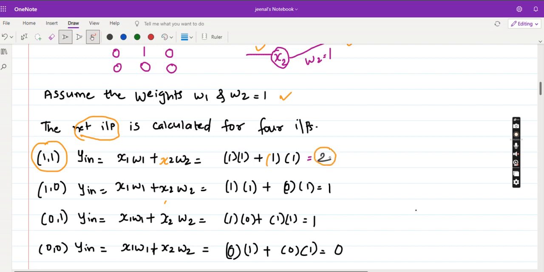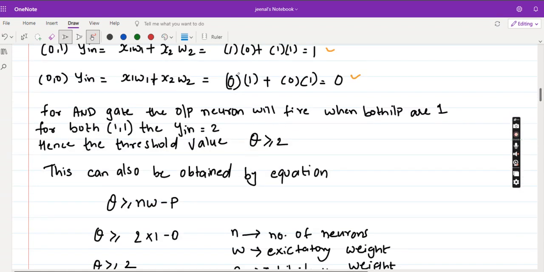So when you get input value 2 to y, only then it should fire, not otherwise, because all the other values are less than 2. So where will I set my threshold theta? Theta, I'll set it equal to or greater than 2. So this is how you design. For AND gate, the output neuron will fire when both the inputs are 1, that is for both x1 1 and x2 1, y in will be 2, that is what we calculated. So the threshold value theta will be greater than or equal to 2.